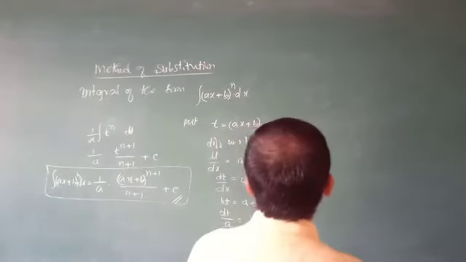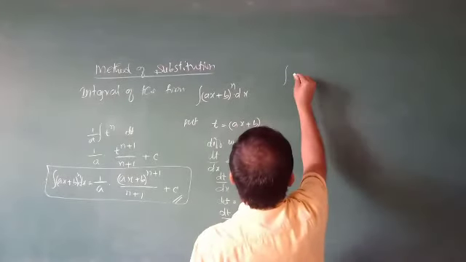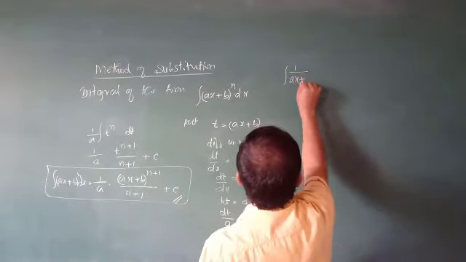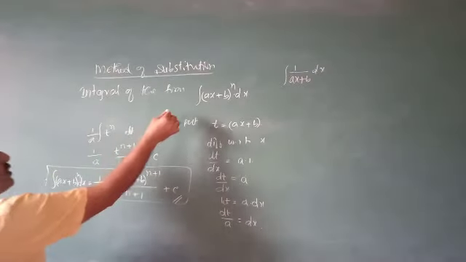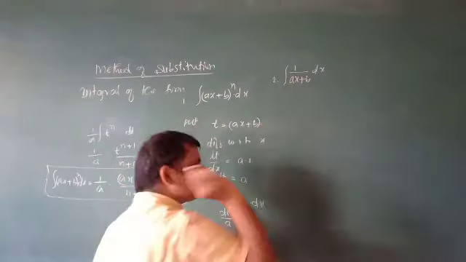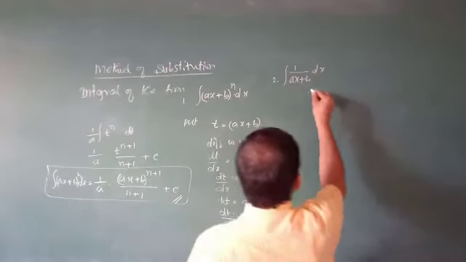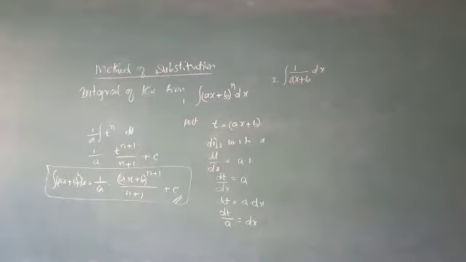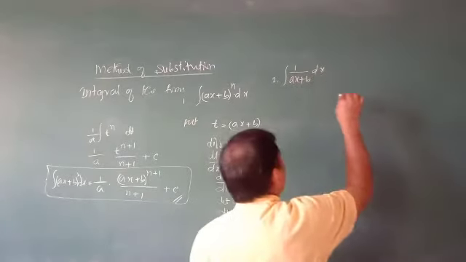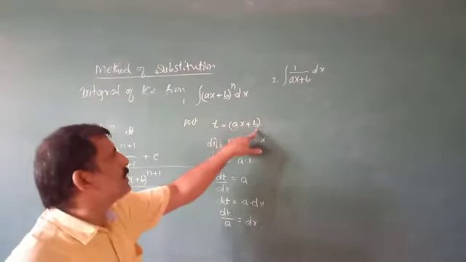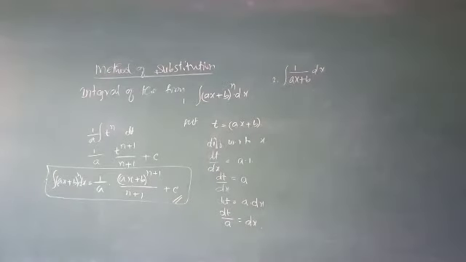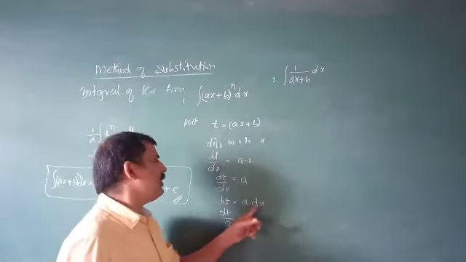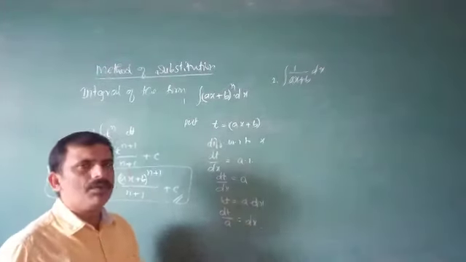Okay. Next is another form: the integral of 1 divided by ax plus b with respect to x. The first form was the power form, and this is the second form. Same as before, put t is equal to ax plus b. Differentiate with respect to x: dt divided by dx is equal to a, so dt is equal to a into dx, and dt divided by a is equal to dx.